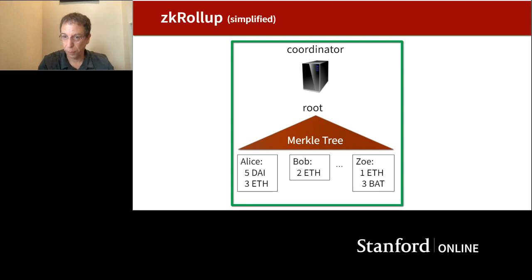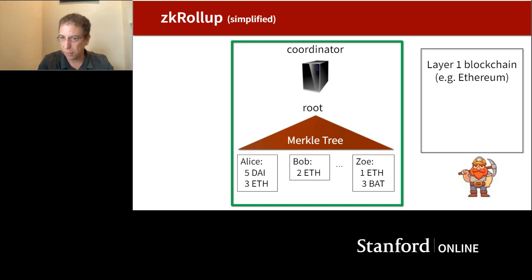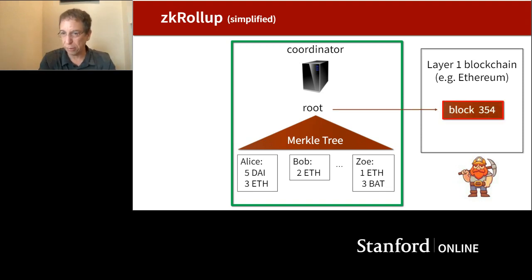It's not important. What's important to know is this is just a way to commit to the current state of all the accounts. So the coordinator creates a very short commitment to the state of all the accounts, and then pushes that root, just 32 bytes, onto the layer 1 blockchain. We write just 32 bytes to a particular block, and that already commits the coordinator to the entire view of this layer 2 network.